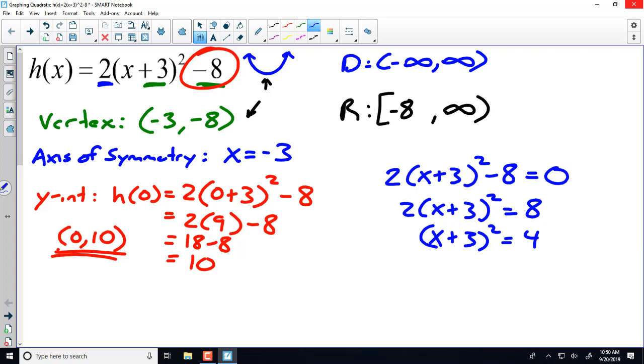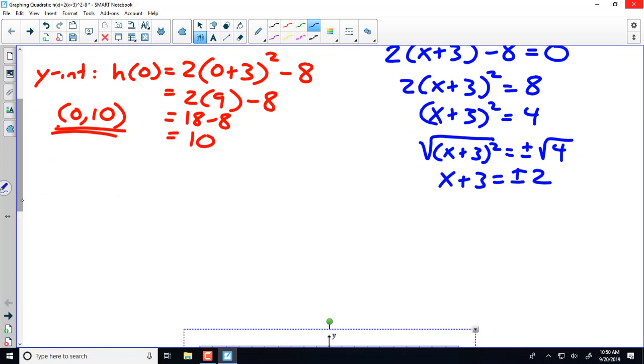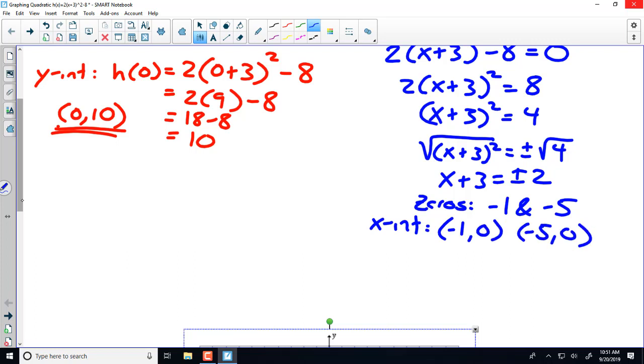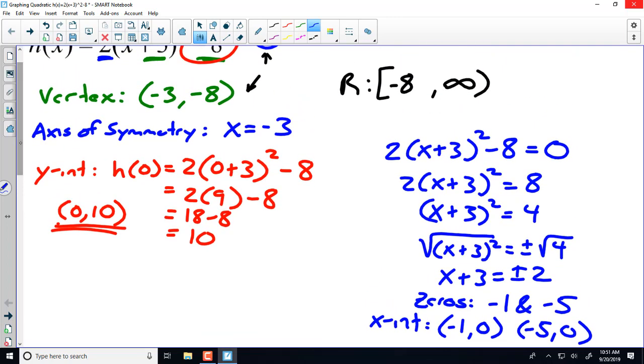Apply the square root property, take the square root of both sides, and you're going to get the square root of (x plus 3) squared equals plus or minus the square root of 4. Let's clean that up. x plus 3 equals plus or minus 2. Go ahead and subtract a 3 from both sides, and you will get your zeros are -1 and -5. Those are real numbers, so we can turn them into x-intercepts. It's going to be -1, 0, and -5, 0. All right, that is all the information we need to go to the graph.